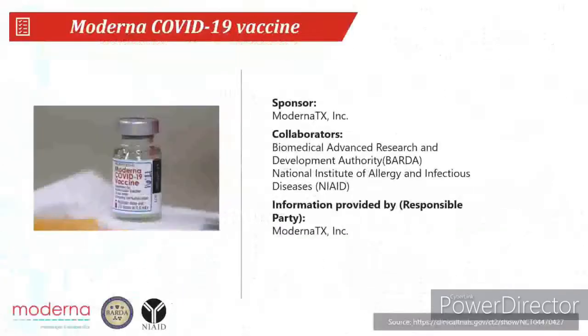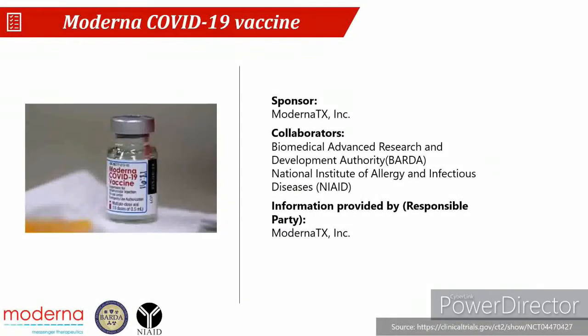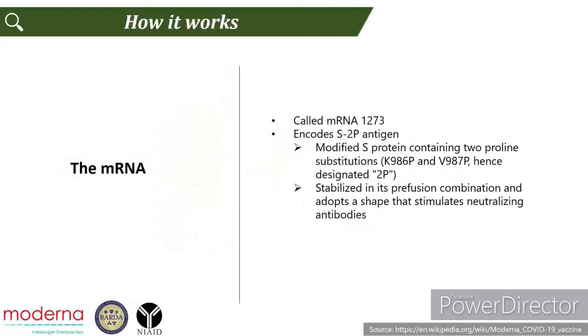I am Ragib Abid. Along with Pfizer, another American company named Moderna developed an mRNA-based vaccine with the collaboration of Biomedical Research and Development Authority (BARDA) and National Institute of Allergy and Infectious Disease (NIAID). The mRNA present in the vaccine is nucleoside-modified mRNA called mRNA-1273. It encodes the S2P antigen protein.